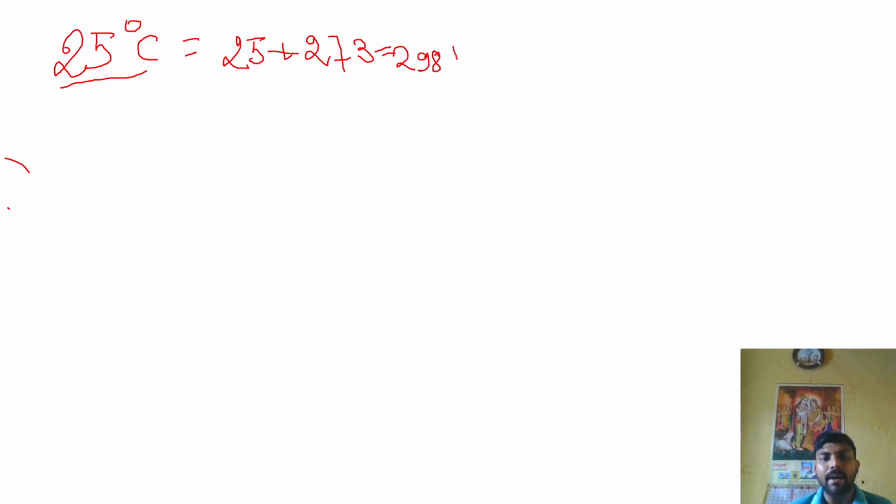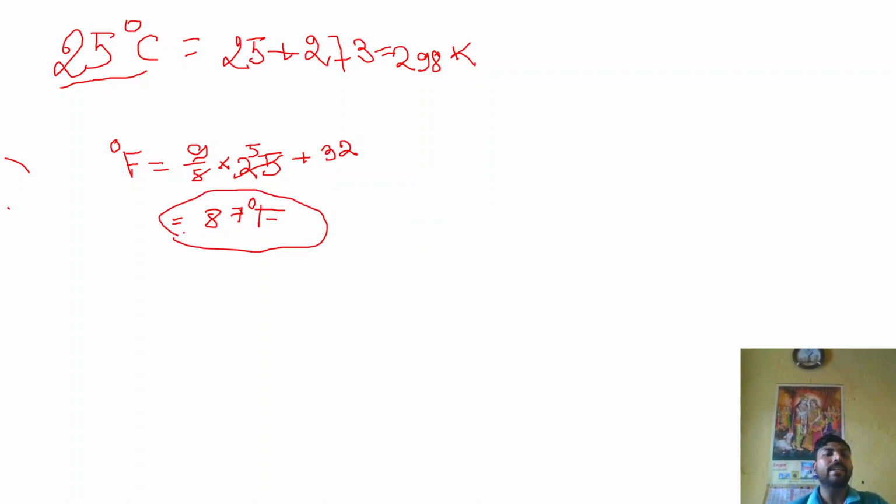Now suppose I am asking you, I have 25 degree centigrade, can you convert it into degree Fahrenheit? You already know the formula. Degree Fahrenheit is 9 by 5 multiplied by the degree centigrade temperature, that is 25 degree centigrade, plus 32. So what will we get? That is 87 degree Fahrenheit. So easily you can get this type of question and solve it.